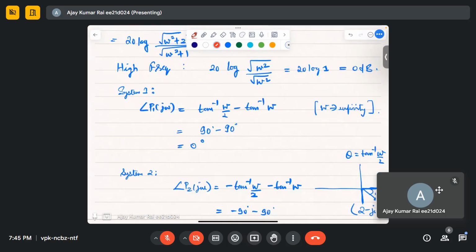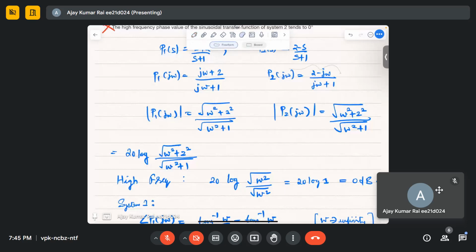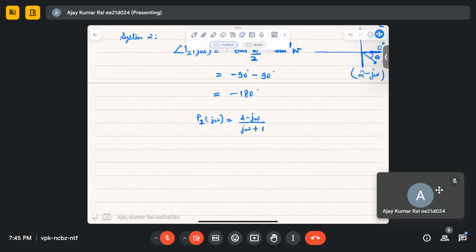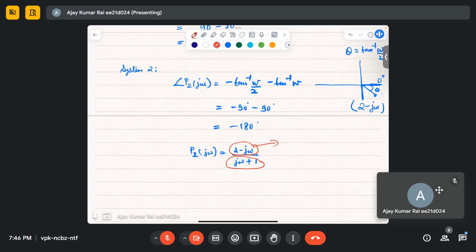Okay, this is the transfer function, right? We are finding the angle individually of this and this, right? So what will be the angle for this? It is tan inverse omega by 2. That is the case when both are positive. You have 2 plus j omega, that's fine, where it's lying in the first quadrant, right? This is the angle.